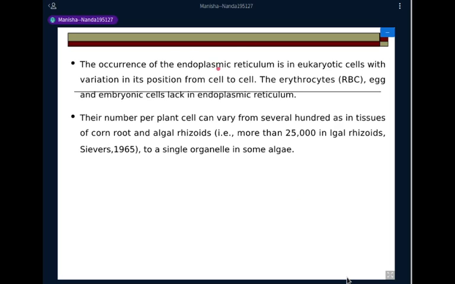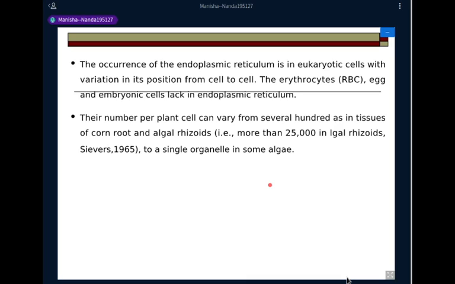The occurrence of ER, that is the endoplasmic reticulum, is in eukaryotic cells, and their location actually varies from cell to cell. Their number also varies from cell to cell, as mentioned in the next point. The erythrocytes, that is the RBCs, egg and embryonic cells lack endoplasmic reticulum. Now, their number per plant cell can vary from several hundreds, as in tissues of corn root and algal rhizoids, to a single organelle in some algae.